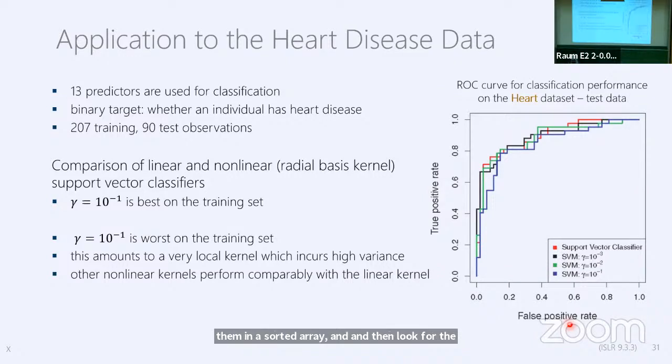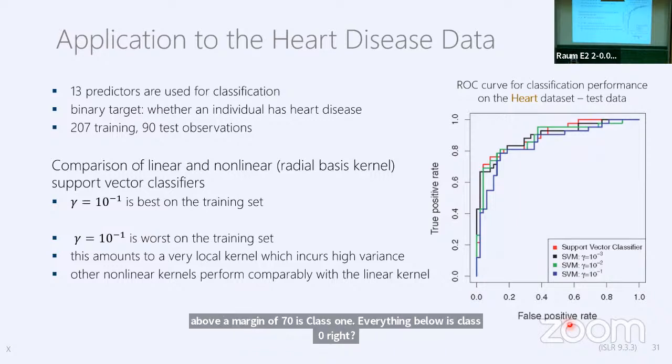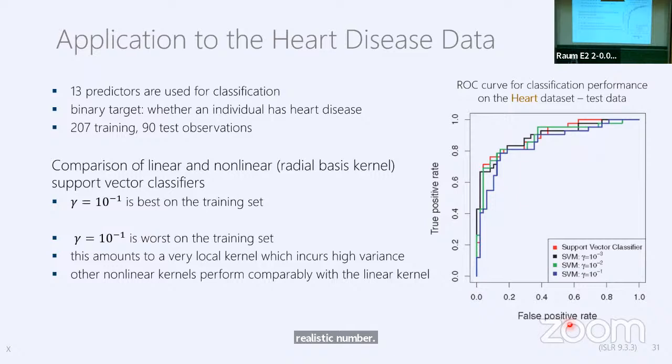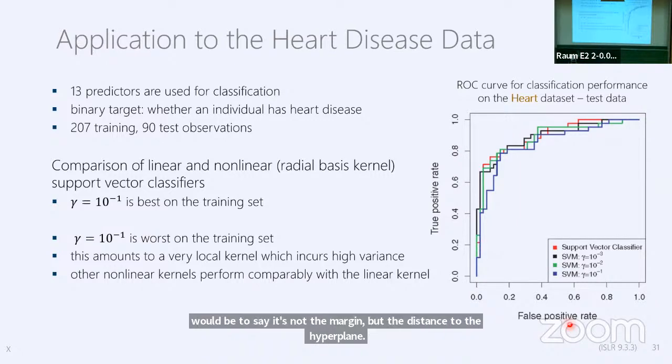Everything above a margin of 70 is class 1. Everything below is class 0, right? I mean, 70 is just an arbitrary number. It's not a realistic number. But this idea of putting everything above and below a threshold works with any number. And in SVM, this is the margin. And here it will be specifically the signed margin. So we have margin that's positive, which means I'm on the blue side and I'm far away or close to the blue side, and negative distance from the hyperplane. Maybe better would be to say it's not the margin, but the distance to the hyperplane. So the more positive I am, the more confident. The more negative, I'm also more confident, but for the other class.